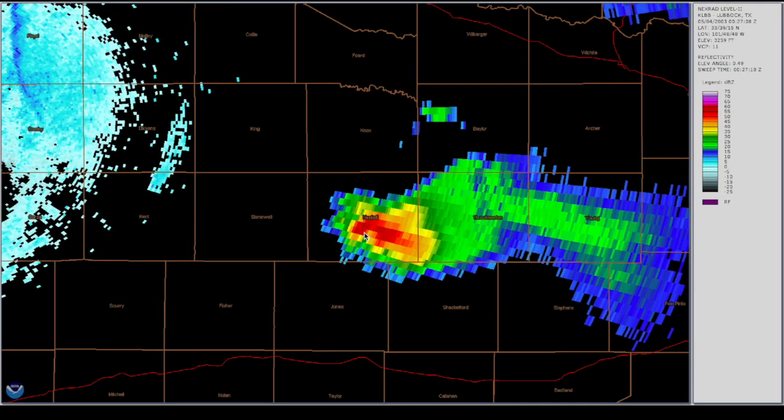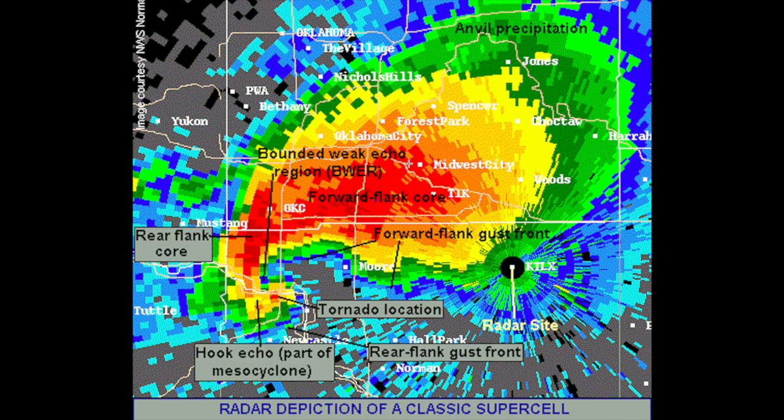And I have a better image of this. So this image is from the Storm Prediction Center. Its title is Tornado Classic Supercell Radar. It's on Wikimedia Commons. It was created on the 3rd of May, 1999. And it's licensed under public domain.